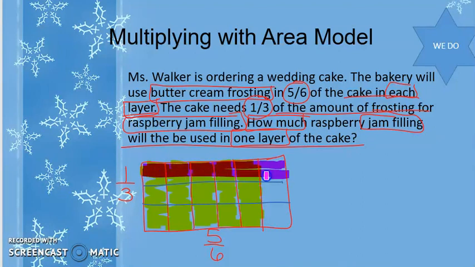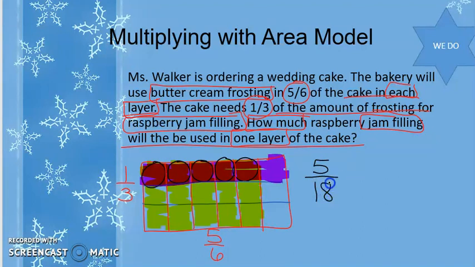of the 5/6 parts. And once again, we're going to count the part that overlaps. So we have 1, 2, 3, 4, 5 pieces out of 18 parts total that overlap. So 5/18 is how much we'll have raspberry jam. So 5/18 of this cake.